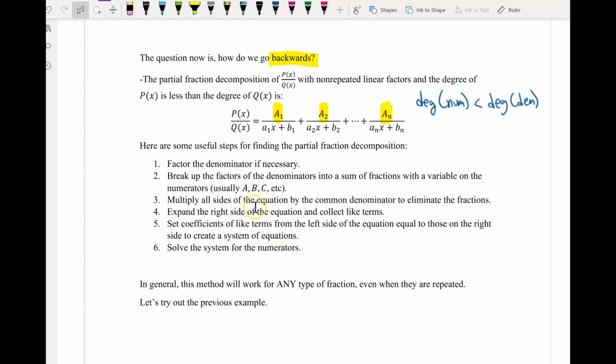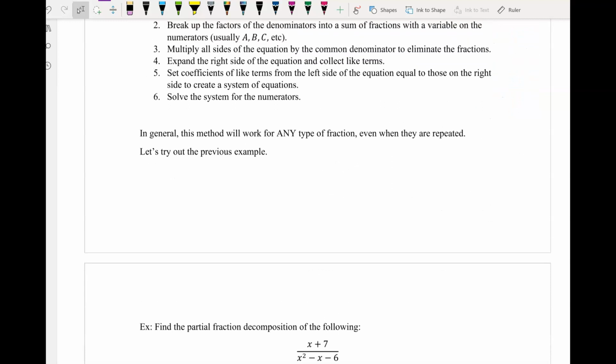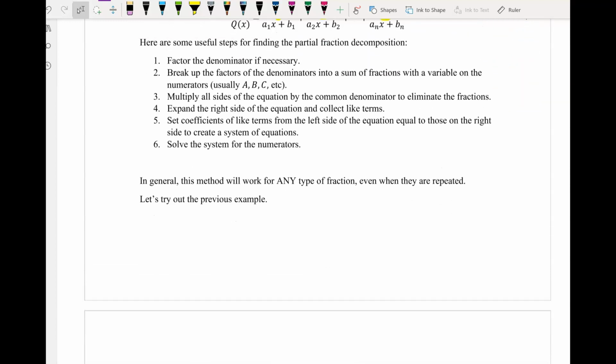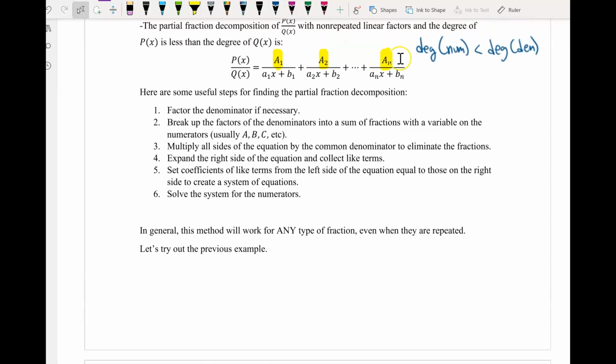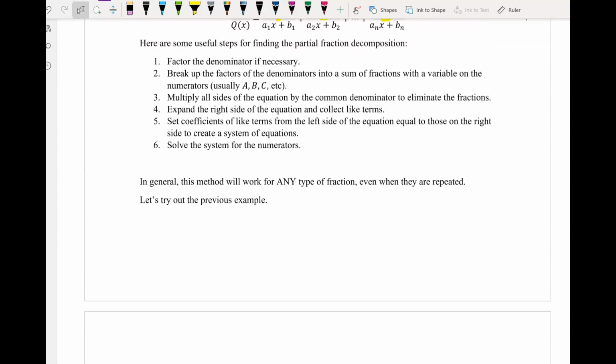So this seems like a lot. I think it's better for us to just do an example to be very aware. In general, this method works even if the factors are repeated. I'll go ahead and do an example in the next video so you can see how we do this type of math. Actually, you know what? Let's just do it right now so that it's fresh in your mind.